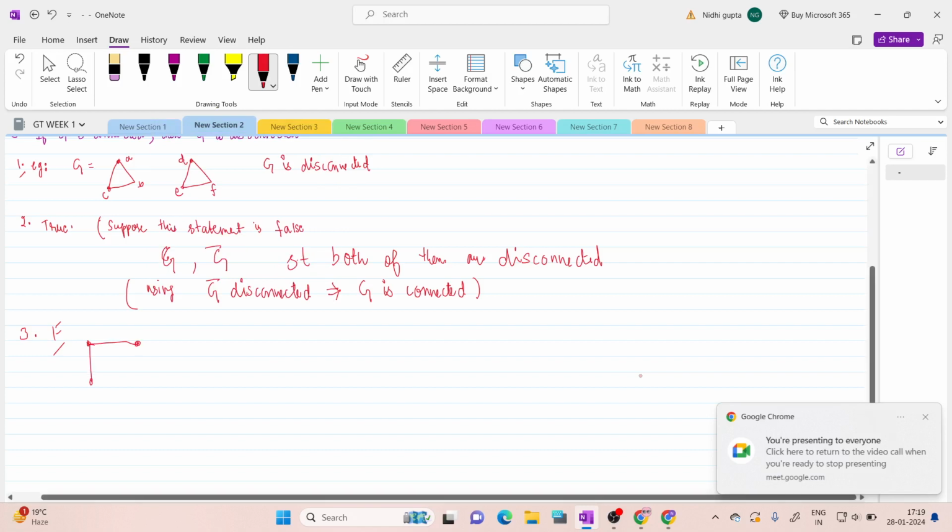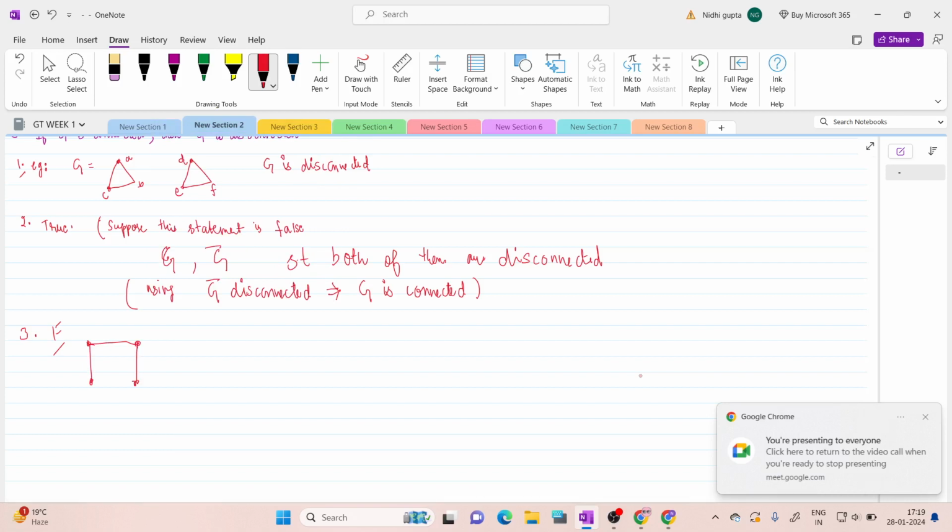So Anupam has given this following example. This is C4, right? What is the complement of C4? Basically, we have all these edges, and this edge is not present in G, so it will be there in G bar, and similarly this edge. So you see, C4 and C4 bar both are connected.